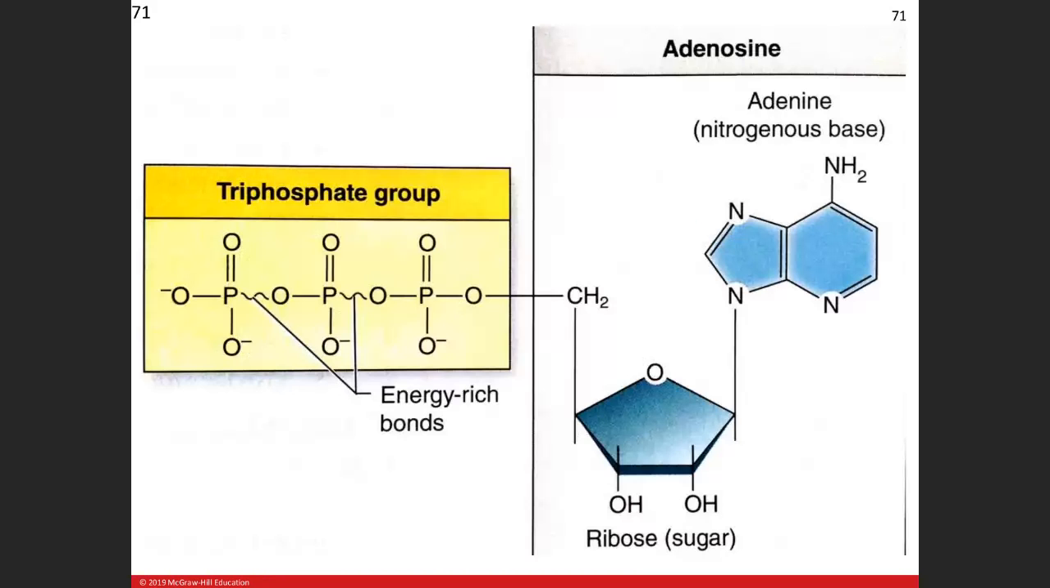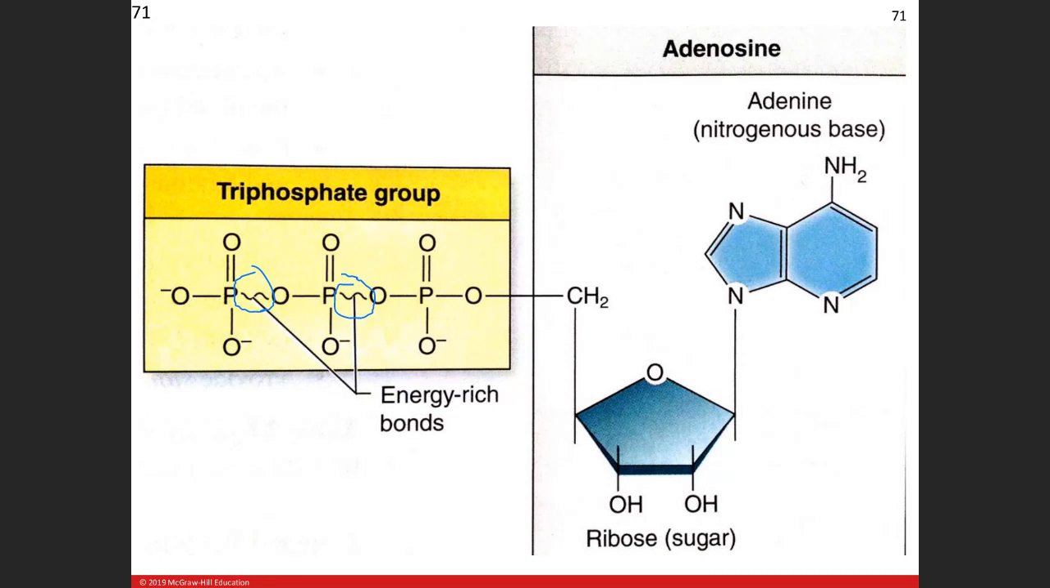Here's that molecule I was telling you about. We see adenosine all the way over on the right, which is made up of a nitrogenous base, the adenine, and then our 5-carbon ribose sugar. But the really important thing that I want you to see here is this triphosphate group. You have 3 phosphate molecules that are bonded to one another, and these bonds here and here have a ton of energy.